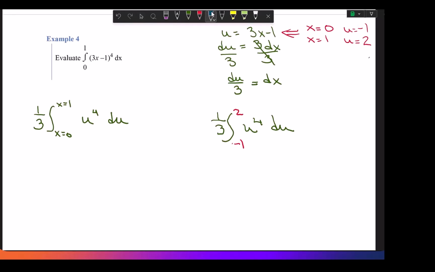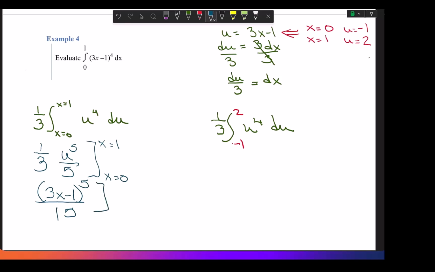Let me show you the difference. Here, 1/3. Using my power rule, this would be u to the 5th over 5, evaluated between x equals 0 and x equals 1. But I can't just plug it in. Now what I have to do is I can change this to u, which is 3x minus 1, to the 5th power, divided by 15, evaluated between 0 and 1. Now it's easy. I can do it because I'm back to x's.